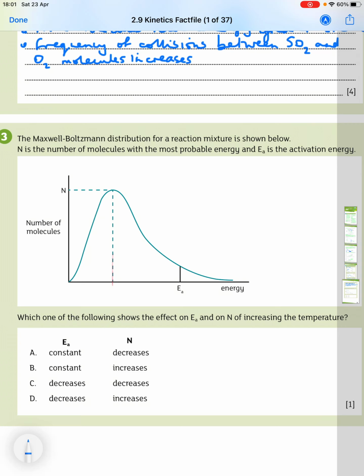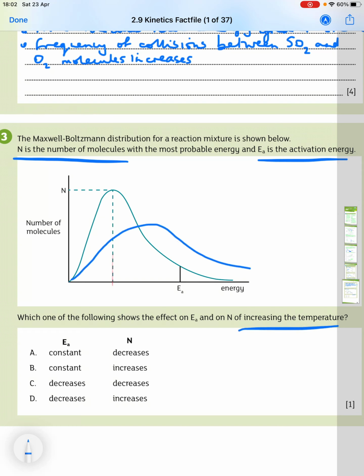And finally, the Maxwell-Boltzmann distribution for a reaction mixture shown below. N is the number of molecules with the most probable energy, and EA is the activation energy. So which one of the following shows the effect on the activation energy and N of increasing the temperature?